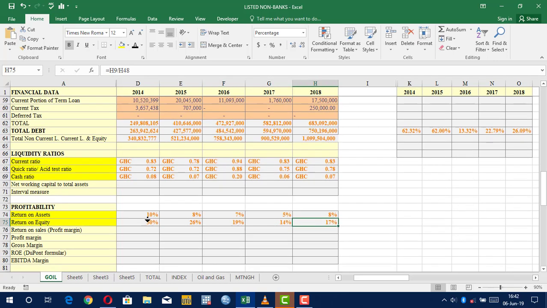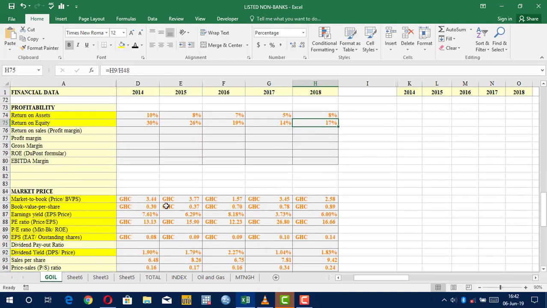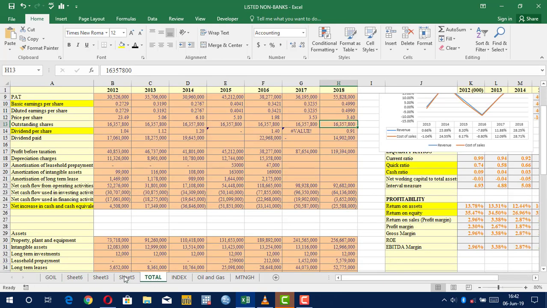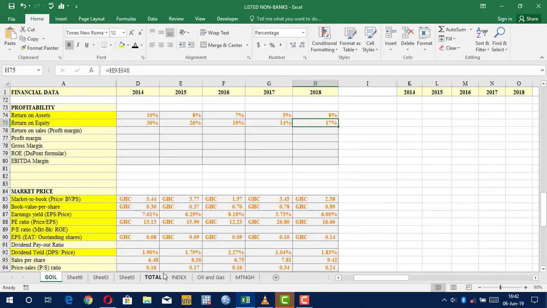Like I said, our next assignment is going to be focused on Total Ghana. As you can see here, it has already been prepared. We will look at it as well. Just like we did for GOIL, we will do the same for Total, and afterwards we will do a who is who for the two companies.